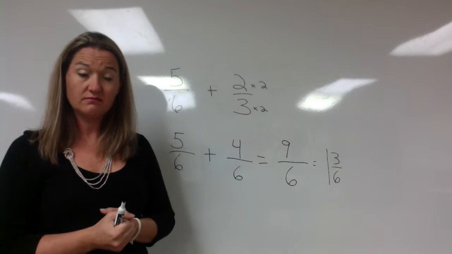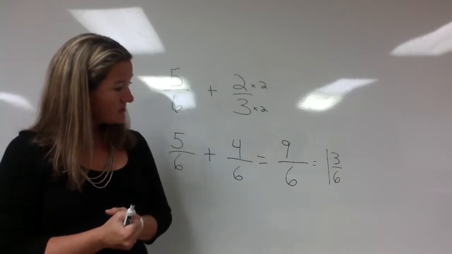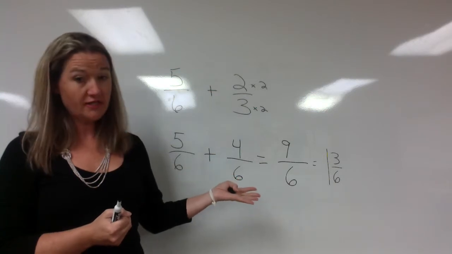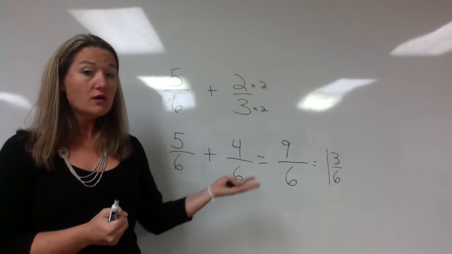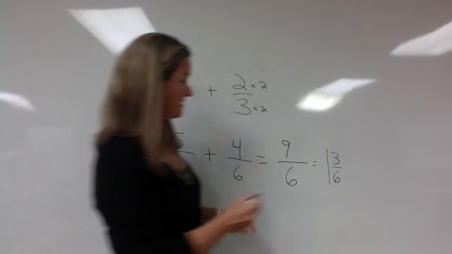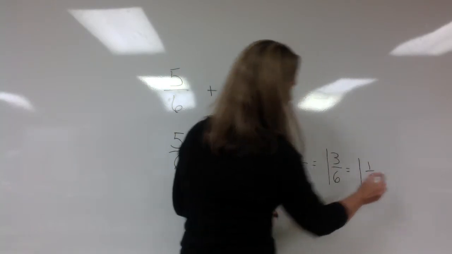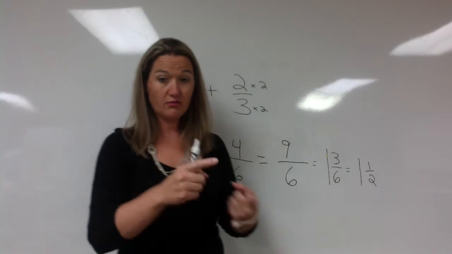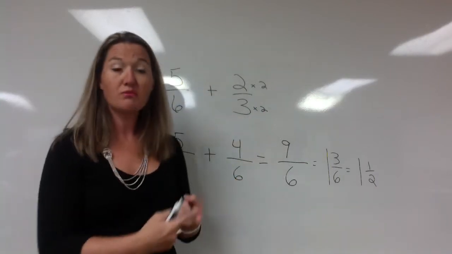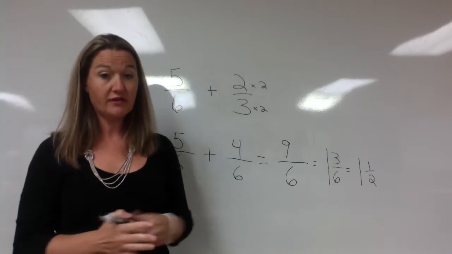Are we done? Not quite. Okay, so we have our mixed number. That's great. But is it in simplest form? No. We can simplify the 3/6. Okay, 3/6 is the same thing as 1/2. Okay, now we're done. We've turned our 9/6 into a mixed number in simplest form. That's how we show our answers.